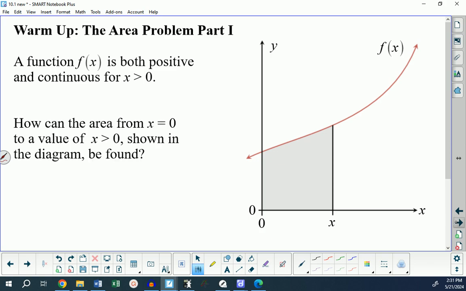And here's the problem. How can we determine the area above the x-axis, below the function, and between the lines x equals 0 and x equals some other number, x? That's what the problem is. And again, I'm amazed by this, that we're able to come up with an answer to this question only because somebody in the distant past has come up with a strategy for determining it. Can I show you the strategy? But it's an amazing feat. So this is the problem.